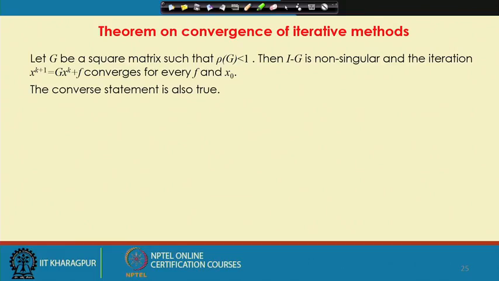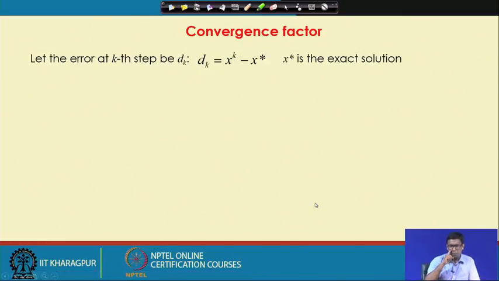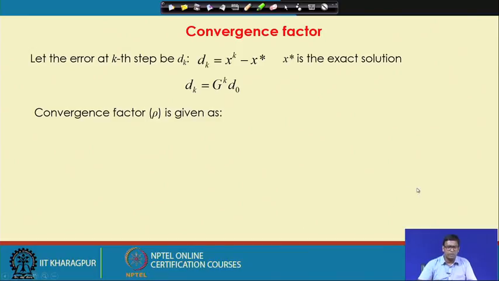It is also important to see, which we will do in a later session also, whether we can improve the rate of convergence, if we can do certain things so that the convergence rate improves, or if we play with the splitting of the matrix so that we can get faster convergence. Before going into this, we will try to define two more parameters regarding convergence. One is the convergence factor. Let the error at the kth step be dk, which is xk minus x star, where x star is the exact solution. The difference between the guess vector and the solution vector is the error, and we define it as dk. Dk is G to the power k times d0, the initial error, which we have seen earlier. The convergence factor, which is denoted by rho, is given as rho equal to the limit as k goes to infinity.